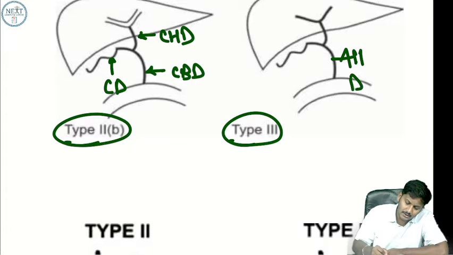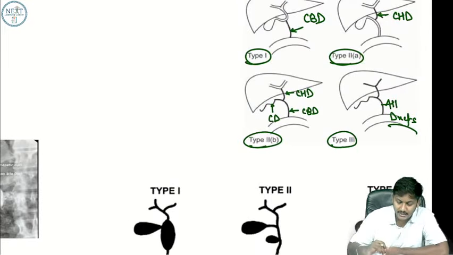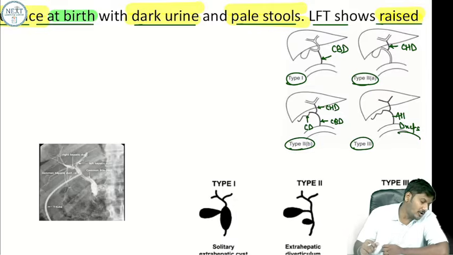So when there is atresia of all the ducts, basically atresia of the whole biliary tree, that is type 3. Remember: type 1 means CBD atresia, type 2A means CHD atresia, type 2B means common bile duct, common hepatic duct and cystic duct atresia, and type 3 is going to be all ducts atresia.